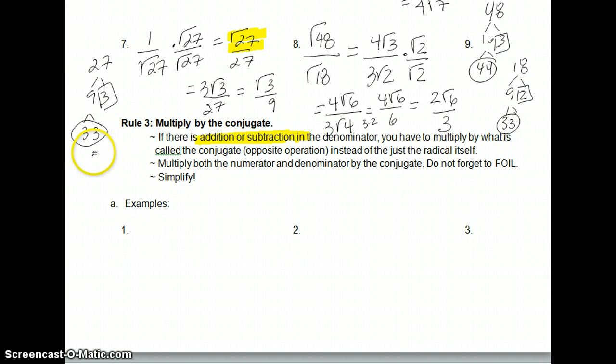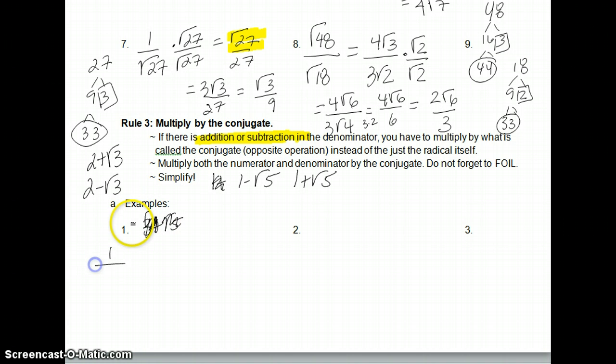So if you had 2 plus root 3, the conjugate would be 2 minus root 3. If you had 1 minus root 5, the conjugate would be 1 plus root 5. Okay, it's just the opposite operation. So let's take a look at the first example. 3 plus root 5. Oh, sorry, excuse me. It's 1 over 3 minus root 5.